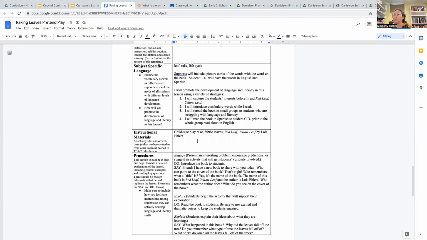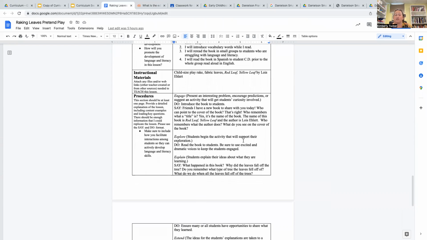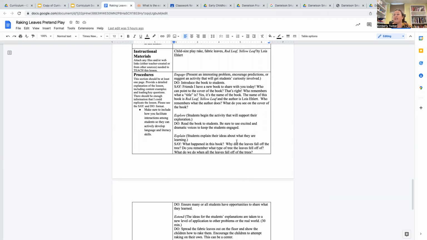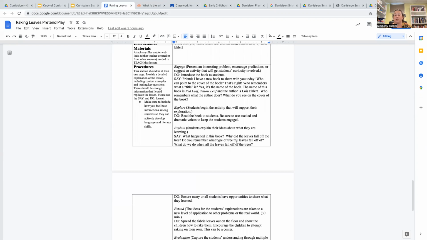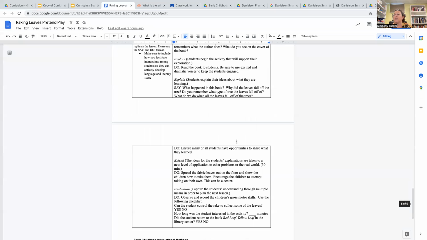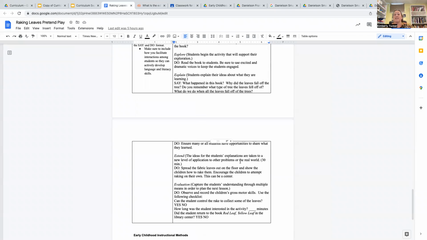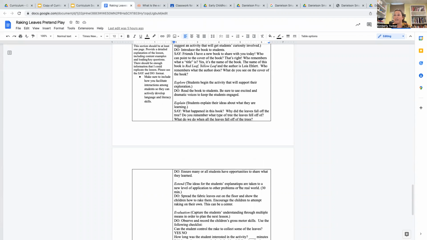So here's my instructional materials: the rake, the fabric leaves, and the book. And here are my procedures, and we use the 5 E's. The first E is engage, which is where you capture their curiosity. Explore is when they begin an activity that will support this exploration. Explain is where they get an opportunity to explain what they've learned. Extend is when they take it to a new level, and evaluation is really just the assessment piece.